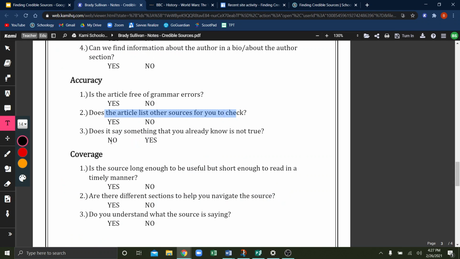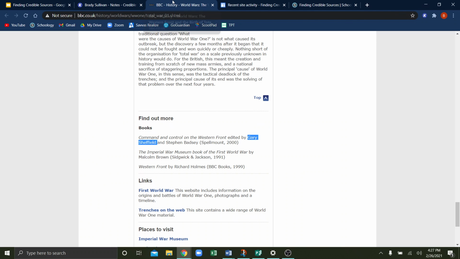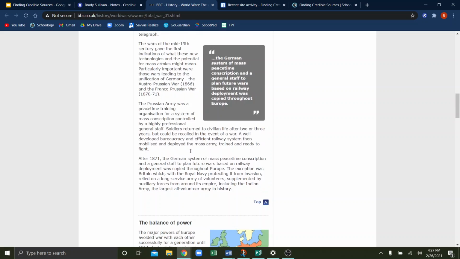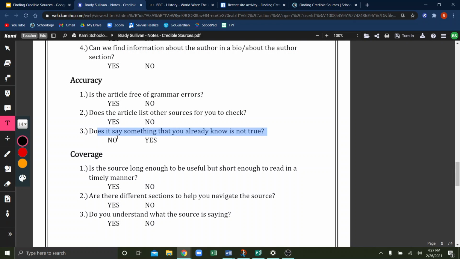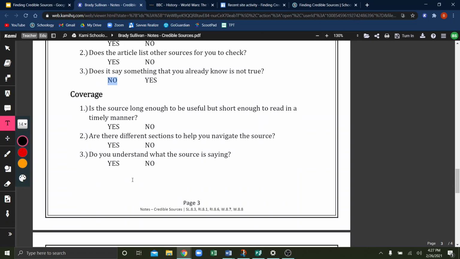So on our list here, does this list other sources for you to check? Yes. And then third question, does it say anything that you already know is not true? This is another thing that we would have to pick up by reading it, which we're not doing, so this is a little awkward. But if you were reading this and the first sentence said World War I took place on Mars, you would immediately know that that's not true, and you can check that off your list. No, take my word for it. No, this article does not say anything that's not true.